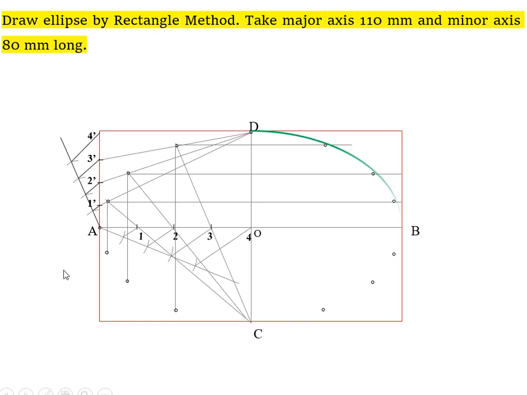So finally your ellipse is completed. This curve is joined by freehand properly, and darken this line and this curve. So this one is an ellipse.